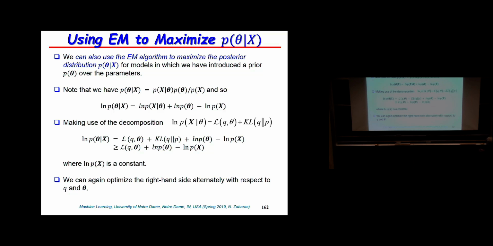And also you remember the idea here is the KL is greater or equal to 0. So this log of the posterior is greater or equal to L, the lower bound, plus the log of the prior, minus some constant.